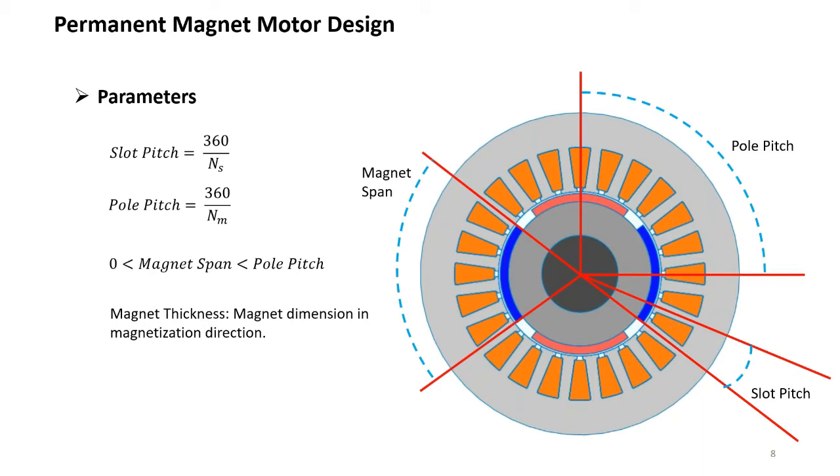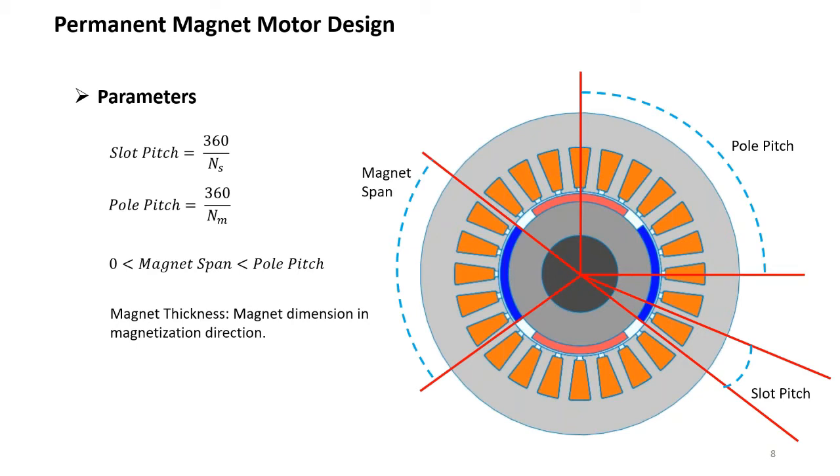We have the slot pitch, which is the distance between the middle of one slot to another slot. You can see over there in the bottom right corner, it's the slot pitch. We have the pole pitch, which is the distance between the middle of one magnet and another magnet. In this case, for the surface mounted magnet, it's normally 360 divided by the number of poles, and it's represented in degrees, electrical or mechanical.